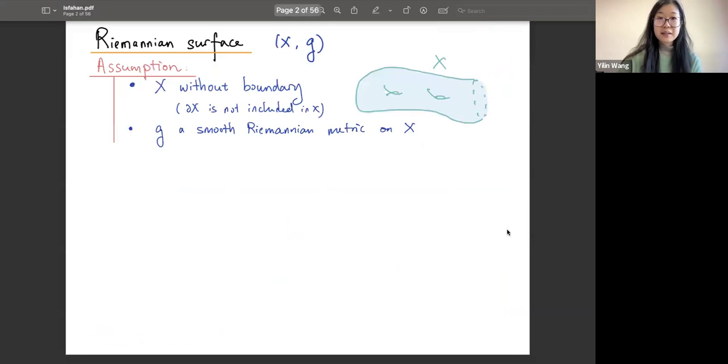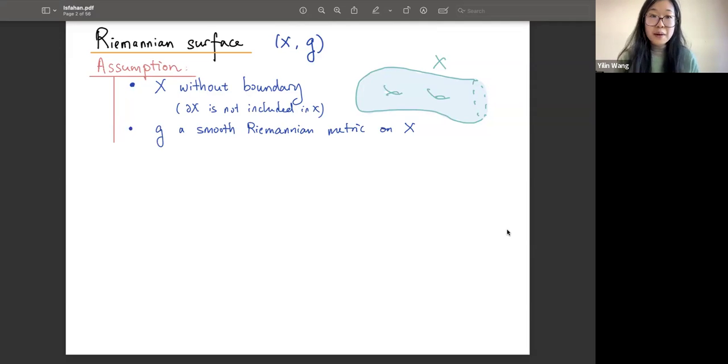Okay, so let me just get started. Just to put everyone on the same page, we're going to look at the Riemannian surface first. By Riemannian surface, I mean it's a smooth surface equipped with a smooth Riemannian metric. By Riemannian metric, it just means that it gives you a way to measure the length of each tangent vector, which you can then use to define the length of each smooth curve.